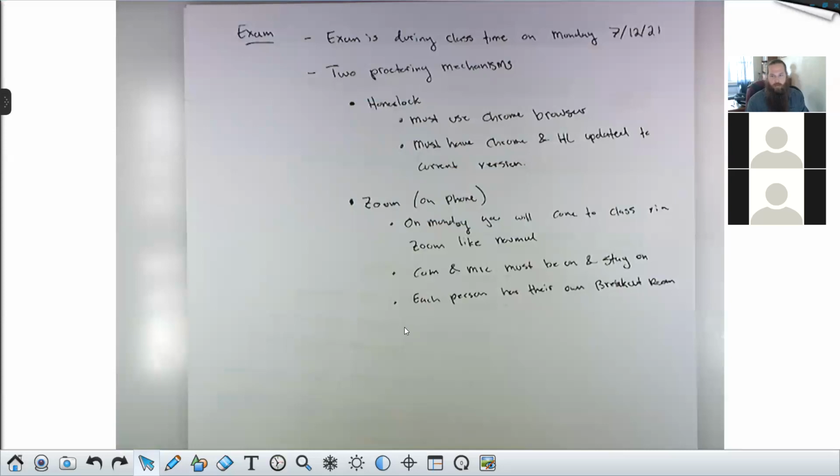I've been doing this for two semesters now. It's worked great. I haven't run into anybody with tech issues, so I don't anticipate any. But if you anticipate having some technology problems, let me know. Let me know immediately, and we'll figure it out. Any questions about the proctoring mechanisms?